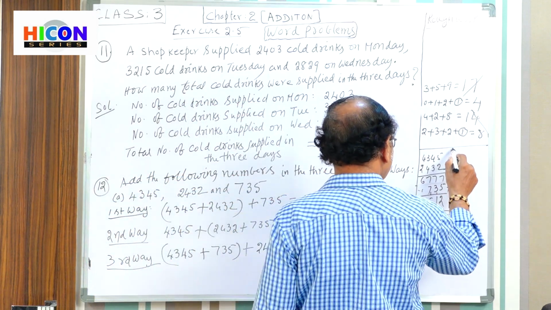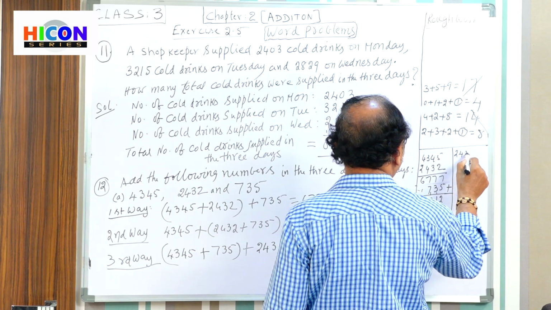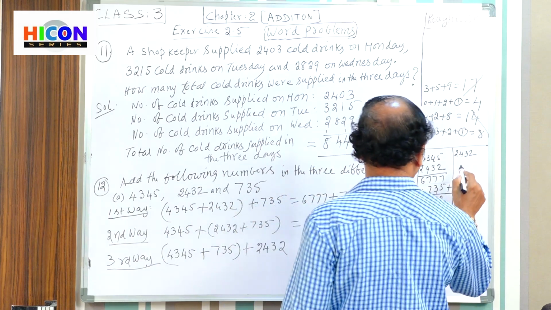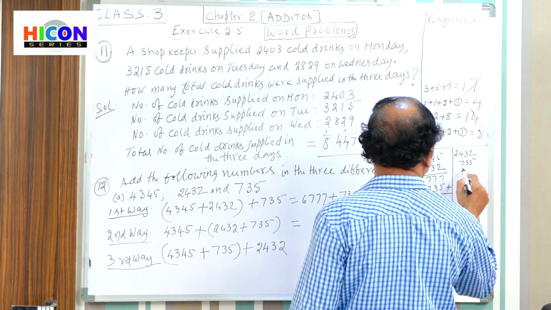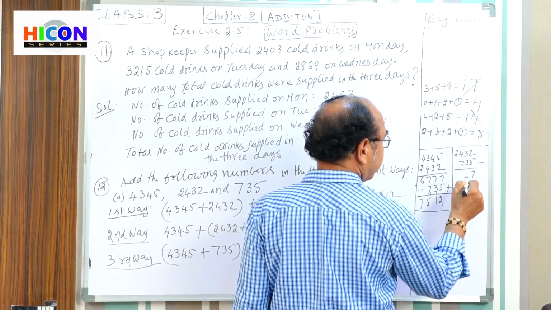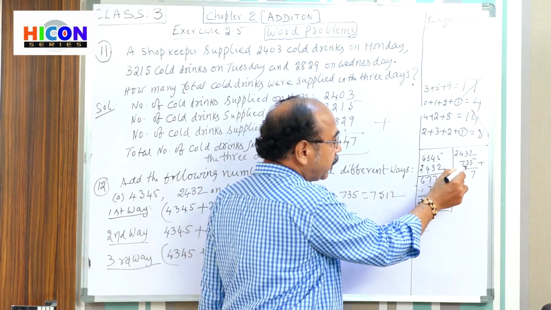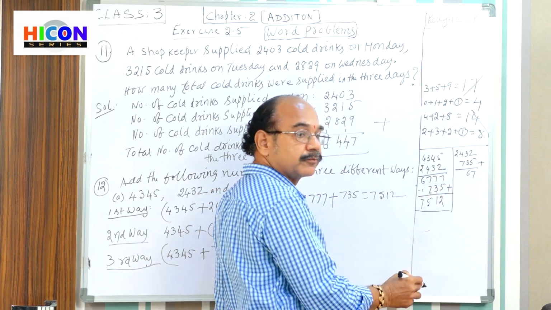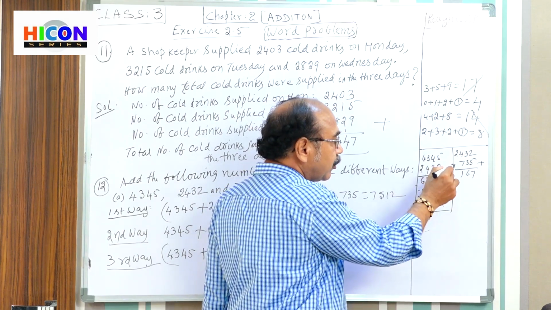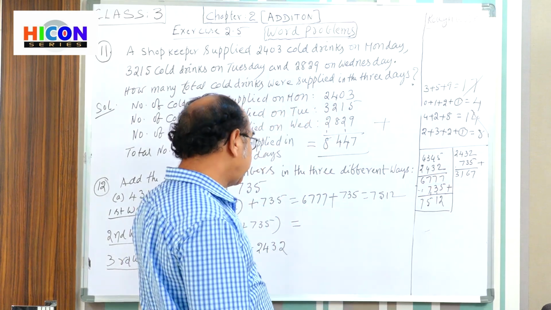2432 plus 735. Add 5 plus 2, 7. Okay, children. Here 3 plus 3, here 6. Here 4 plus 7 is 11. 1. 2 plus 1, 3. 3,167.